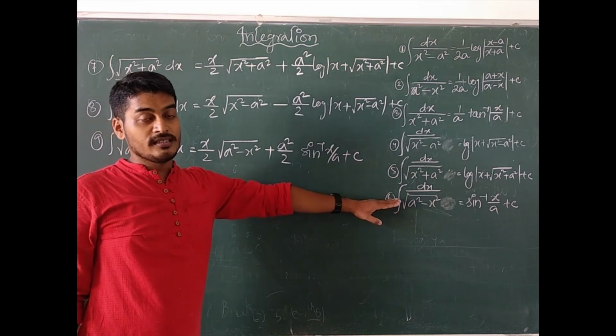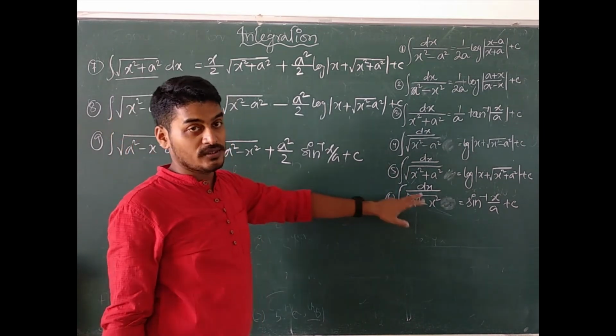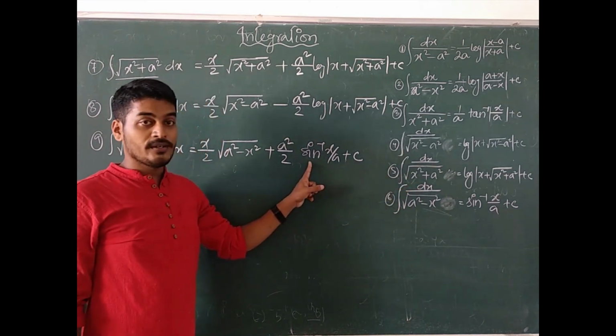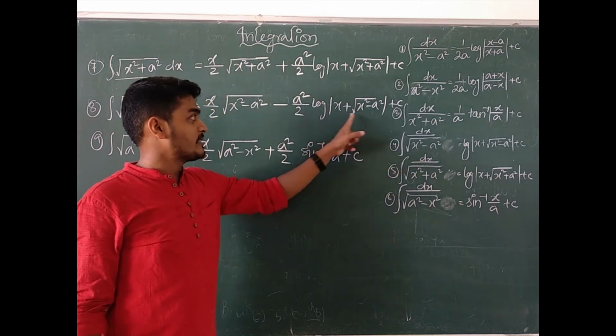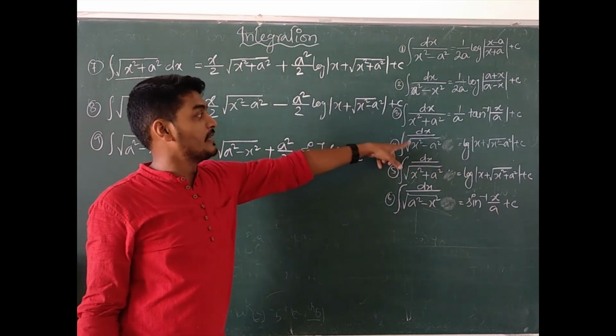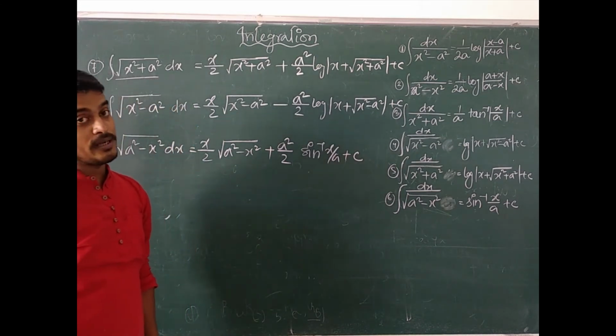Integration of dx divided by square root of a square minus x square is equal to sin inverse x by a. Here you have to write down integration of dx divided by x square plus a square, log of x plus this one. Integration of dx divided by square root of x square plus a square is log of x plus square root of x square plus a square, like that. You have to apply all those formulas.